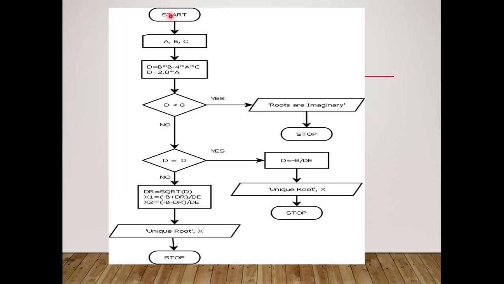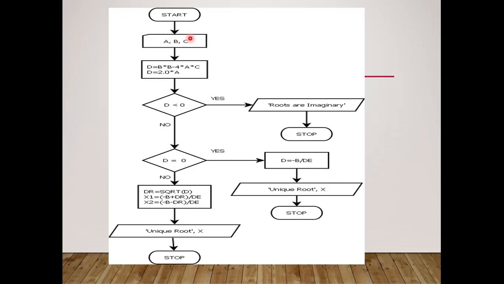This is the start, which is written in the oval shape, and then this arrow. Then you need to first of all give the input of three variables a, b, and c. We know the formula to calculate roots of quadratic equation. This is minus b plus minus root of b square minus 4ac divided by 2a. So a, b, and c, these are the three variables for which you have to give the input.